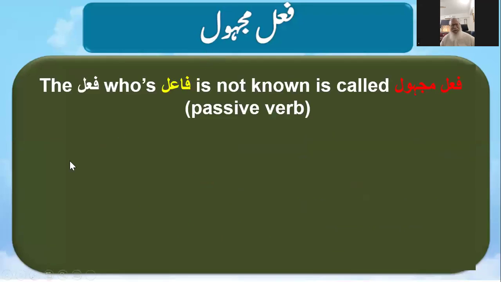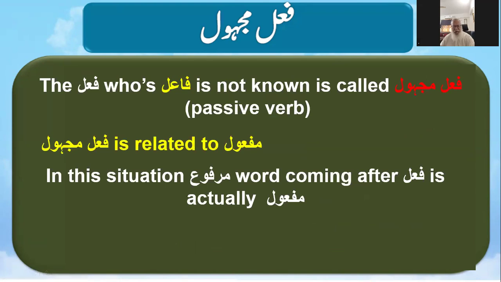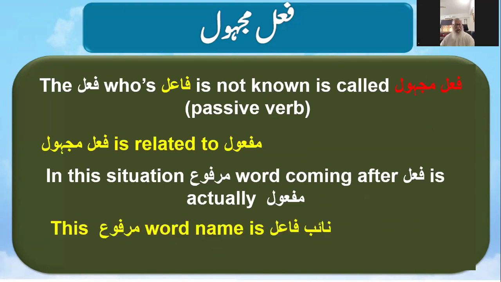The next is fail majhul. The fail whose fa'il is not known is called the fail majhul, passive voice. Here the fa'il is unknown. For example, in this situation, the marfu word comes after the fi'l. That is called naib fa'il. And that marfu is not called the fa'il, it is called naib fa'il.